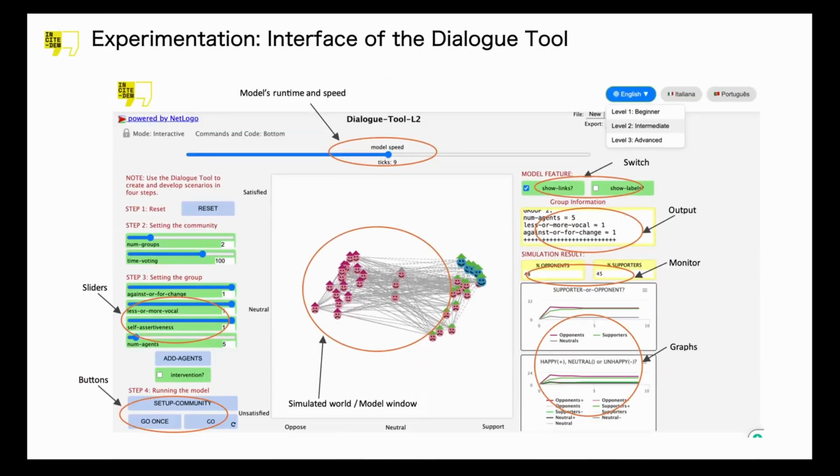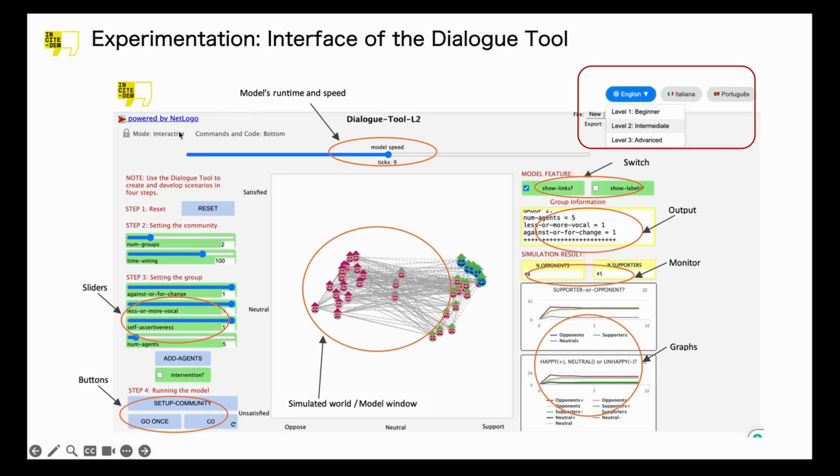Before the experimentation with this dialogue tool, I'll guide you through the interface of the dialogue tool. Later, I will share the link access to the dialogue tool. As you can see from the interface at the right top corner, there are 3 languages of this tool. Here we have an English version, Italian version, and Portuguese version. But under the English version, we have 3 different levels of complexity. The other 2 languages are based on the previous, early model, so they haven't been updated yet. So later, if you experiment with the dialogue tool, I recommend the English version.